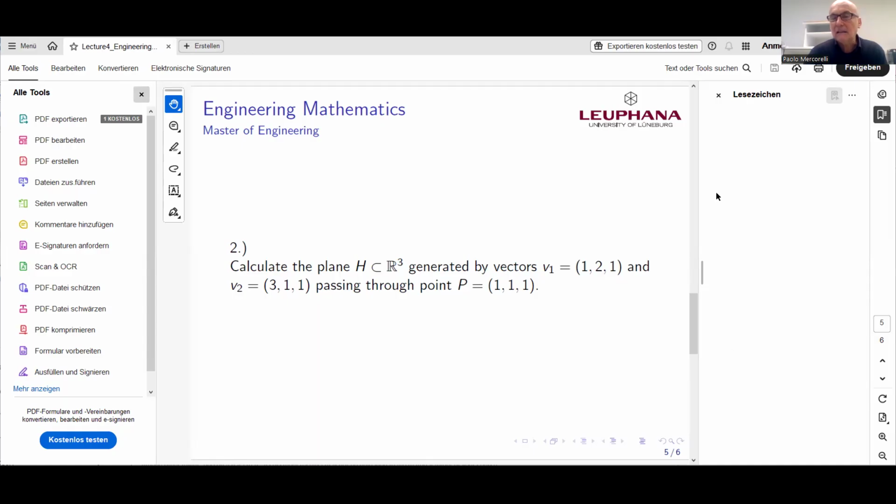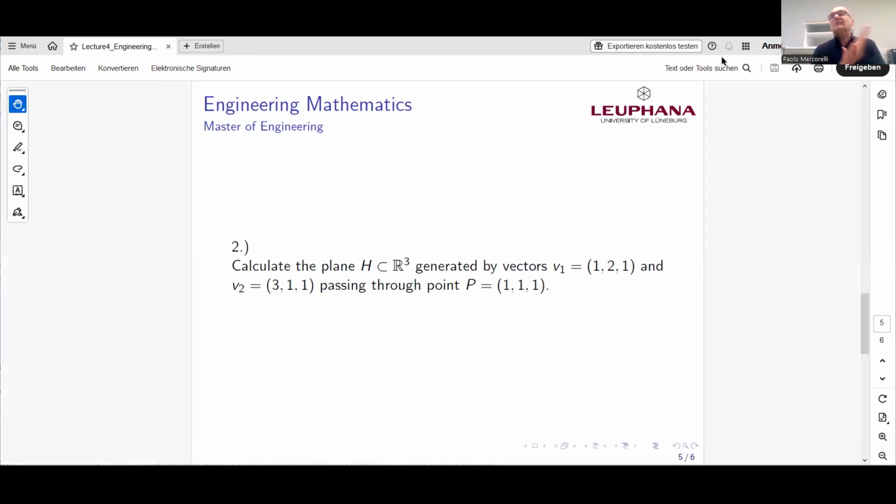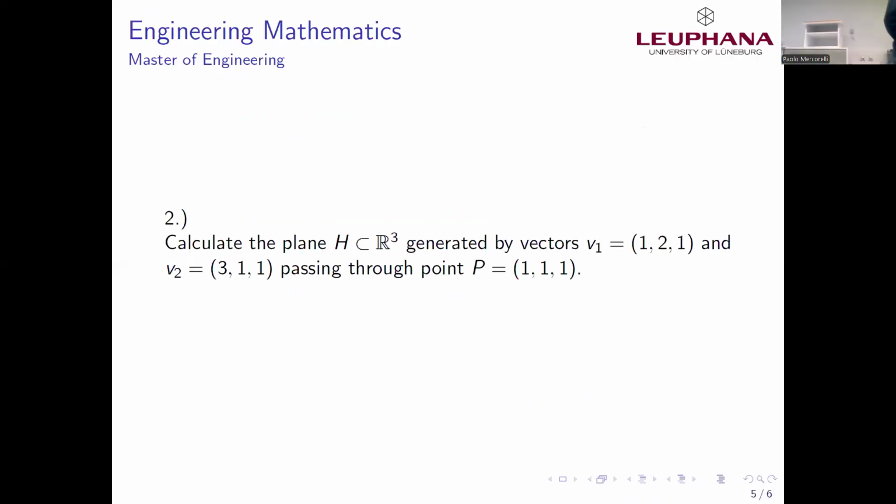Let me restart by reconsidering this exercise. Look, calculate the plane in three dimensions. You have a three-dimensional space, x, y, z, or if you don't like x, y, z, you can use three different symbols. We have two vectors, V1 and V2, passing through point P.